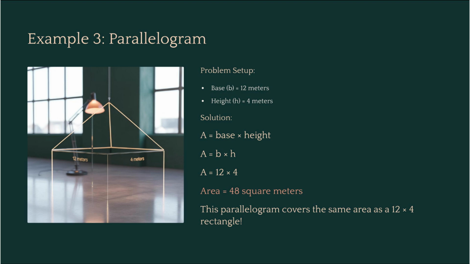Let's try a parallelogram with a base of 12 meters and a height of 4 meters. We multiply the base and the height, 12 times 4. The area is 48 square meters. If you were paving a walkway shaped like this, you'd need 48 square meters of material. The formula is actually simpler than the triangle formula, even though the shape looks a little more complex.